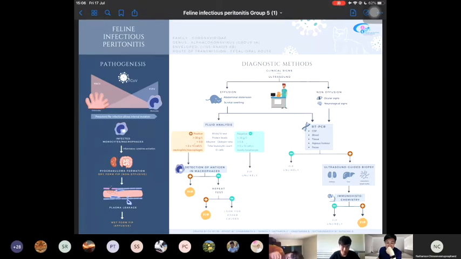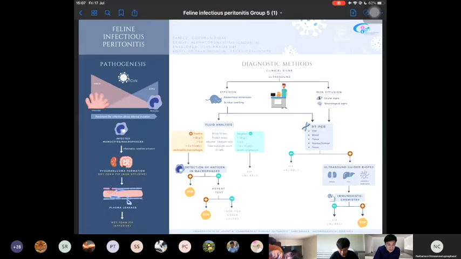Has anyone ever struggled studying feline virus? This infographic that you're looking at will give you the easy way to understand one of the most terrifying viral diseases in cats. It is feline infectious peritonitis. Good afternoon, everyone. My name is Big, and today I am the representative of Group 5 to show you the important information of feline infectious peritonitis, commonly known as FIP.